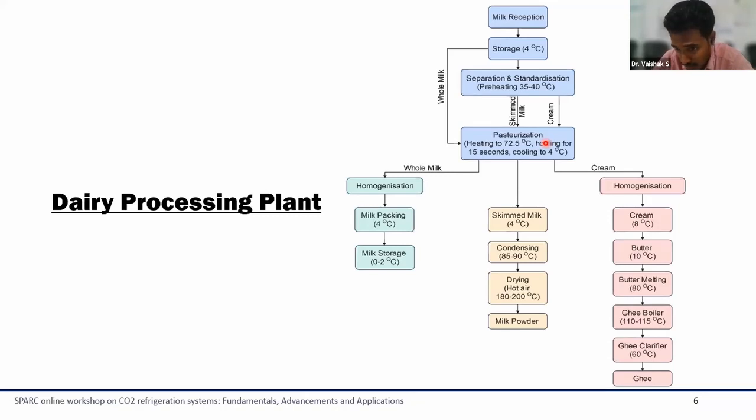In addition to the processes which I have mentioned here, there can be other processes also. For example, there can be curd manufacturing, which requires a higher temperature of approximately 90 degrees centigrade and a lower temperature of less than 5 degrees centigrade.